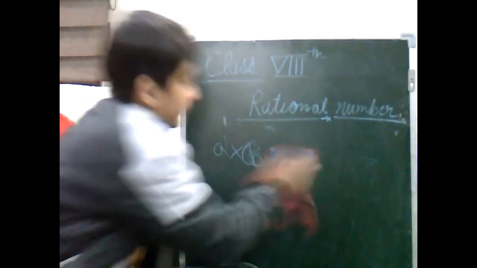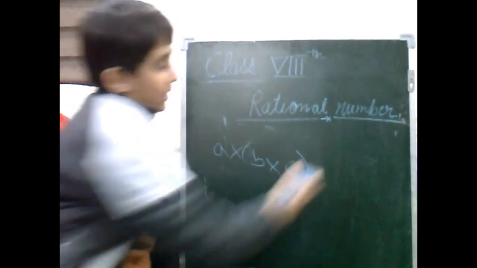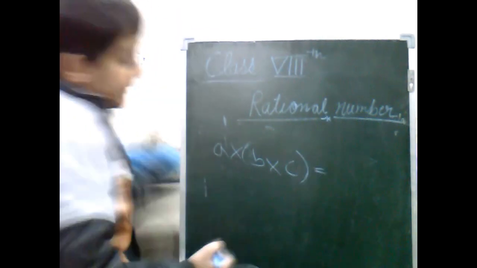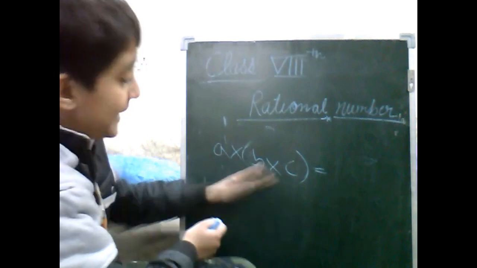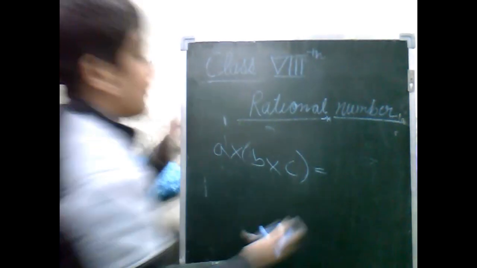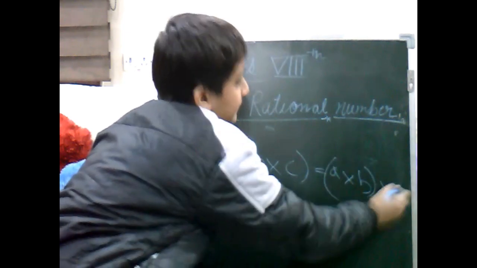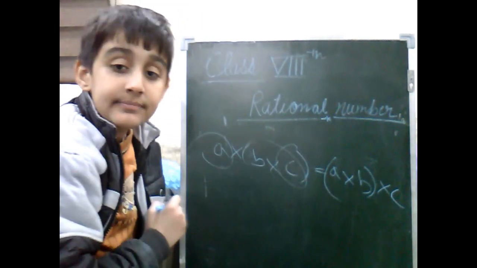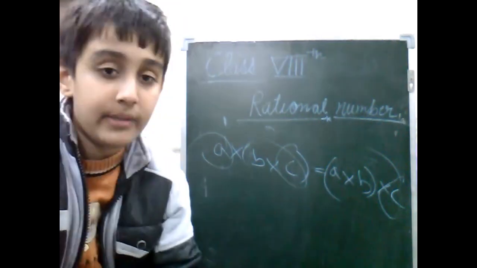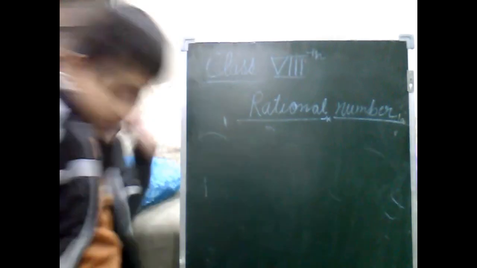Right. Let's write it clearly. B into C. It is just the bracket shifters. Like A into B bracket, B into C. There, A into B would be in the bracket and C would be outside. Here A is outside, here C can be outside. Associative property is that only. Simple, right? Let me give you some examples of the same.